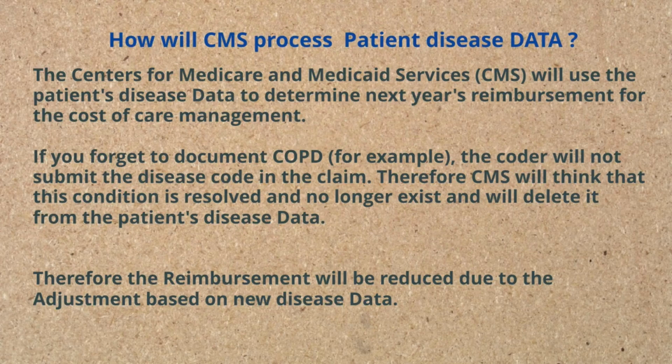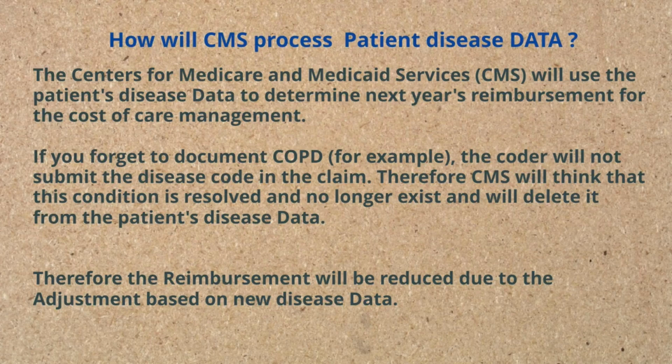As we said, CMS will use the patient's disease data to determine next year's reimbursement. For example, when you forgot to document chronic obstructive pulmonary disease, your medical coder will not submit this condition in the claim. And CMS will think that the chronic obstructive pulmonary disease is resolved and no longer exists and will delete it from the patient disease data.